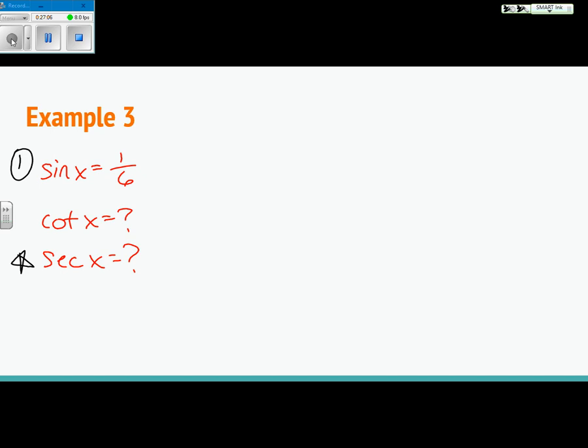Do we have a trig function that dealt with sine? The very first one, didn't it? Or the very first Pythagorean one. So number 9. It said that sine squared plus cosine squared equals 1.